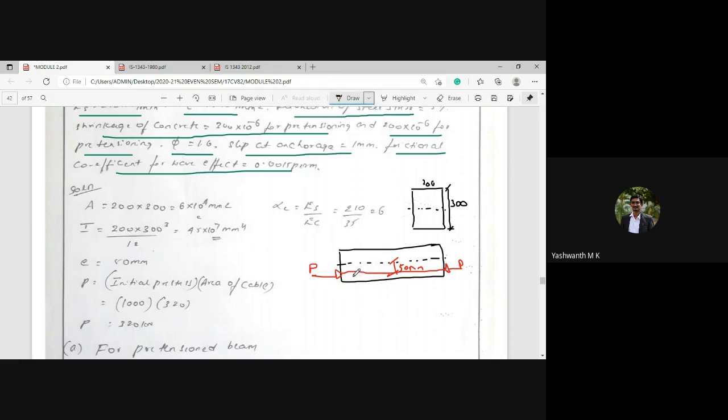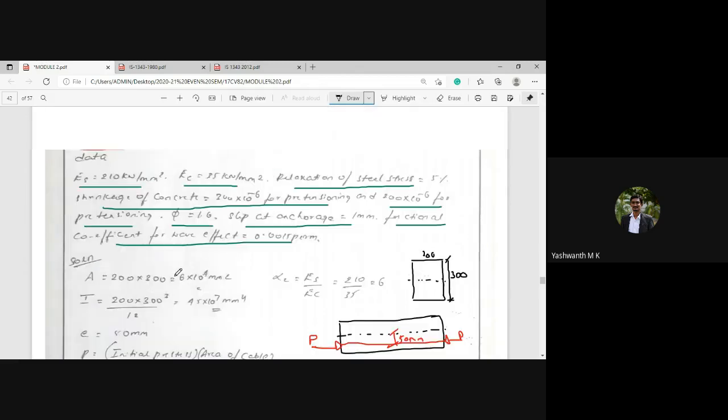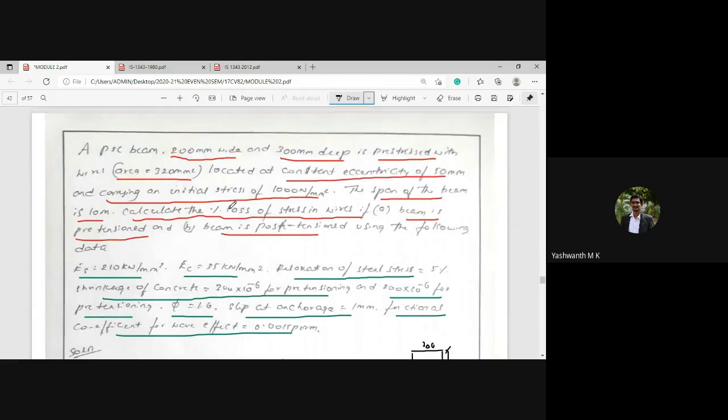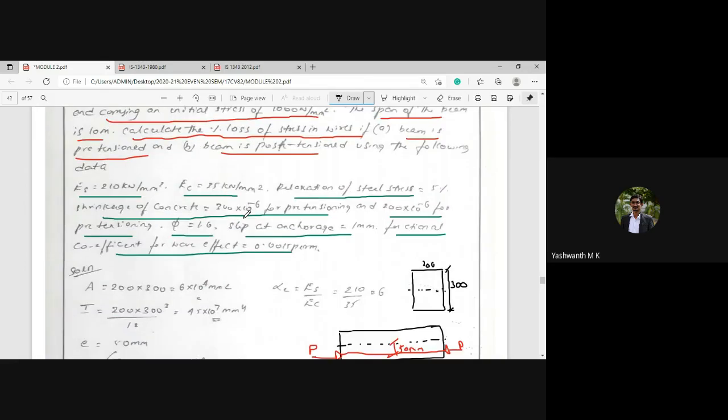Now, eccentricity is 50 mm. So now they have given initial pre-stress, which is essential, because without initial pre-stress we cannot calculate the percentage loss, which I am going to explain next.